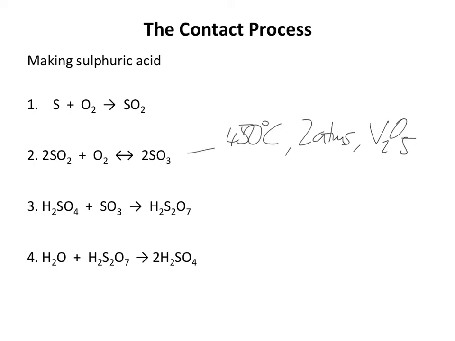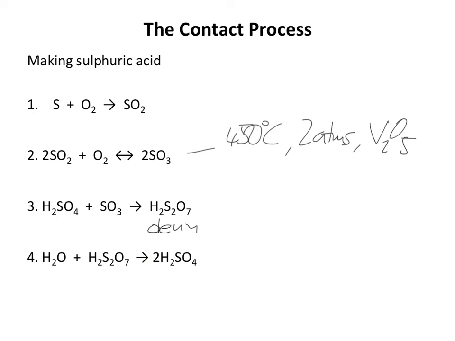The sulfur trioxide, which is formed, is then dissolved in sulfuric acid, which is a slightly bizarre step, or at least my students find it slightly bizarre, and that forms a substance called oleum, H2S2O7. And the oleum is then dissolved in water or mixed with water, and that forms the sulfuric acid.